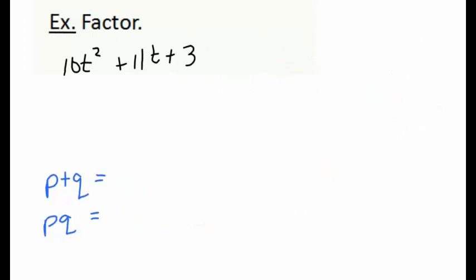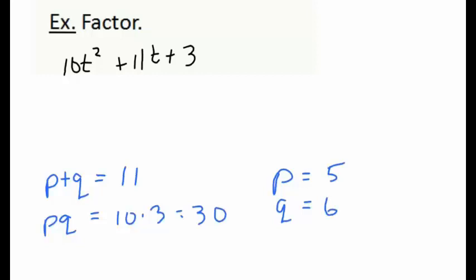Now, just to switch it up a little bit to make things more interesting, let's take a look at this example where we have 10t squared plus 11t plus 3. Here we know p plus q has to add up to 11, and p times q must be equal to the product of 3 and 10, which is 30. Can you think of two values that we can add together to get 11 and multiply together to get 30? Well, those two values are 5 and 6. 5 plus 6 is 11, and 5 times 6 is 30.